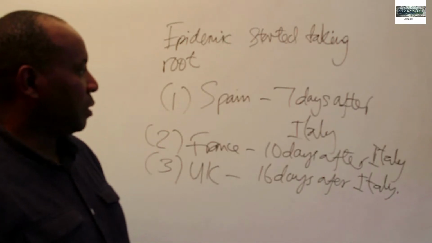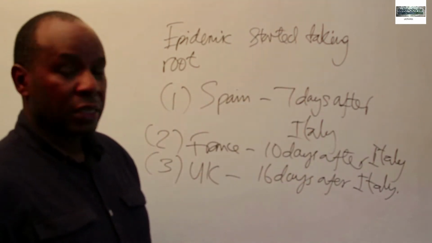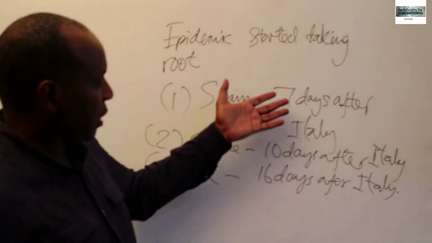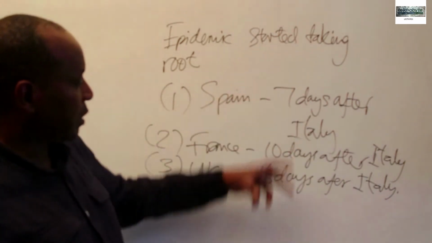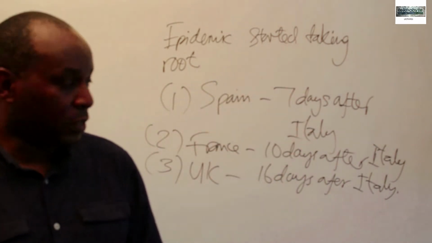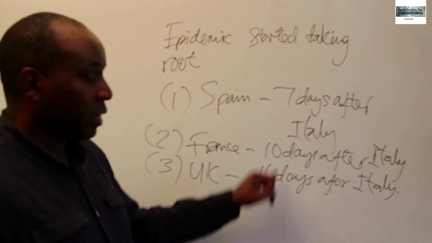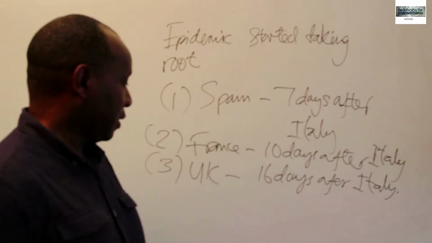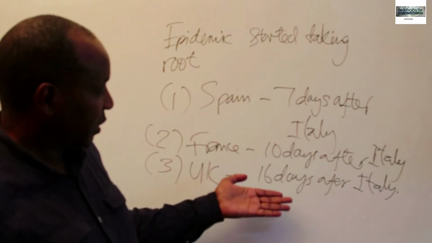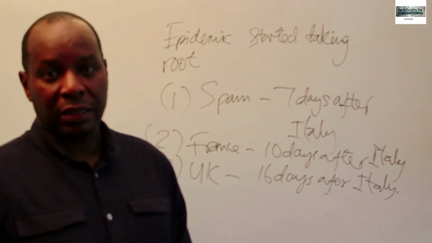We saw that we had to push the data from Spain by 7 days so that you could have the correlation, by 10 days in the case of France and 16 days in the case of the UK. What this tells us is that it took 7 days to come from Italy to Spain, and France is just next. Geographically, France and Spain are neighboring each other. It took only 3 days to start taking root there. It took almost another week to cross the English Channel and start wreaking havoc in the UK. Most interesting, of course, the UK had almost a 2-week lead to take care of this problem.